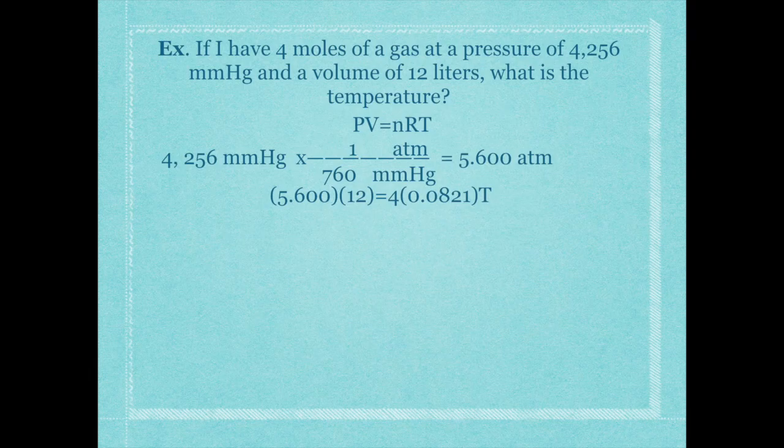Or you could take 4, multiply it by 0.0821, and whatever you get there, that's what you divide the 5.600 times 12 by. Whichever way you want to do it, I actually divide by 4, and then I divide by 0.0821, in order to keep it in my calculator and keep it simple. Okay, so my temperature, remember, since my units for R are atmospheres, liters per mole Kelvin, that tells me my temperature that I got, which was 204, is in Kelvin.